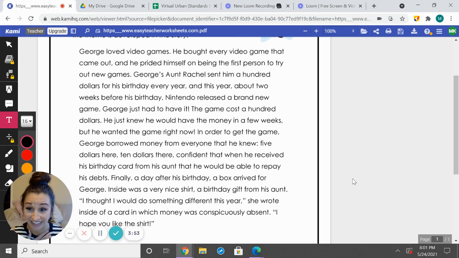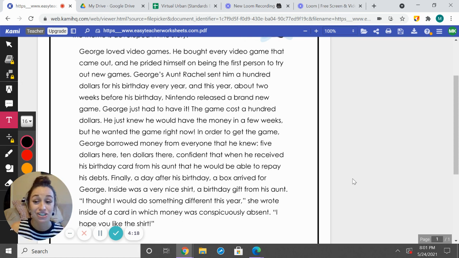Personally, I learned that you got to be careful, right? You can't get too far ahead of yourself and assume things are going to happen until they actually do. George thought that his aunt was going to send money because she'd done it in the past, but she didn't. She changed it up. So until he actually had the money, he shouldn't have gone ahead and borrowed money from everyone and just assumed that he'd be able to pay them back, right?